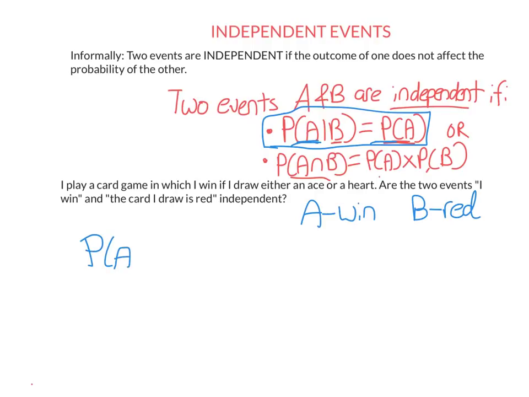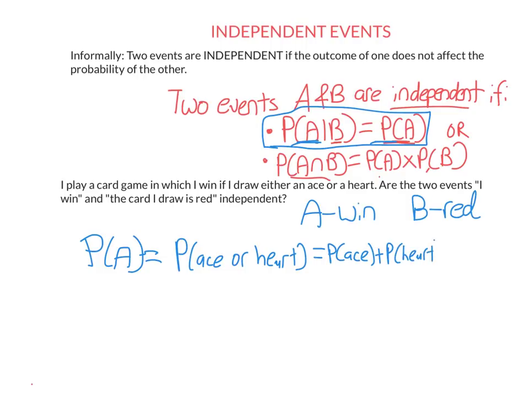If I draw a card from a normal deck, what's the probability it's an ace or a heart? For this, I'm going to use the addition rule. So the probability that I get either an ace or a heart, remember the rule is I add the two probabilities together. So I find the probability of ace plus the probability of heart, but I need to minus the probability that it's both an ace and a heart.